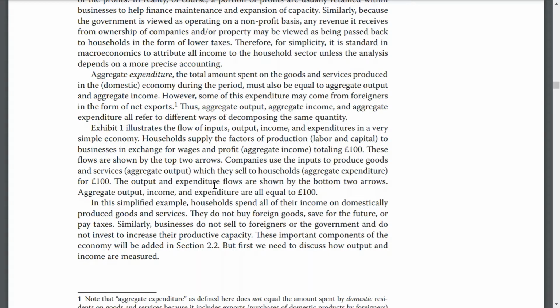Exhibit 1 illustrates the flow of inputs, outputs, incomes, and expenditures in a very simple economy. Households supply the factors of production, labor and capital, to businesses in exchange for wages and profit, which are the aggregate income totaling £100. These flows are shown by the top two arrows. Companies use the inputs to produce goods and services, which are the aggregate output, which they sell to households. Aggregate expenditure is £100, the output, and these expenditure flows are shown by the bottom two arrows.